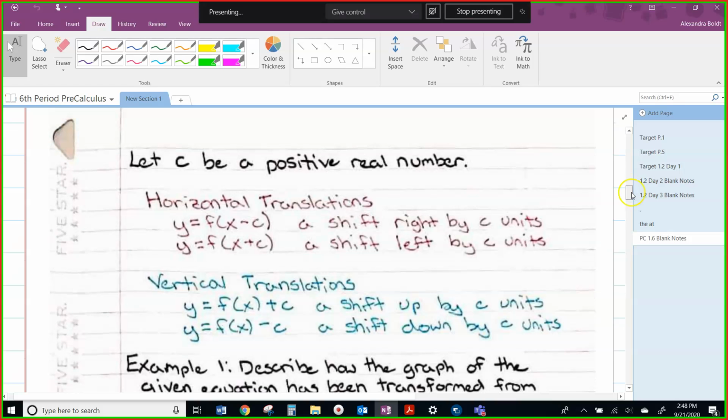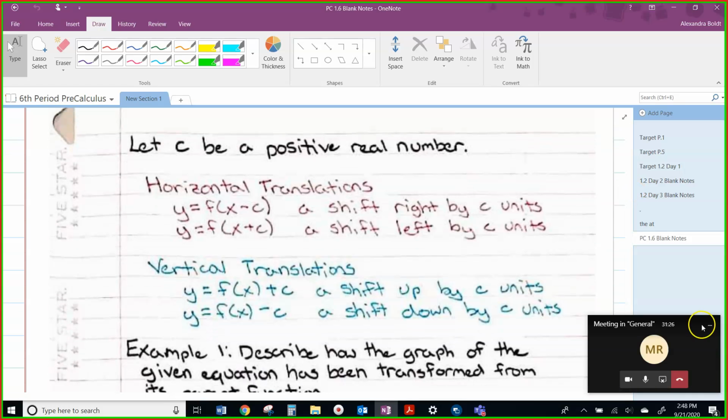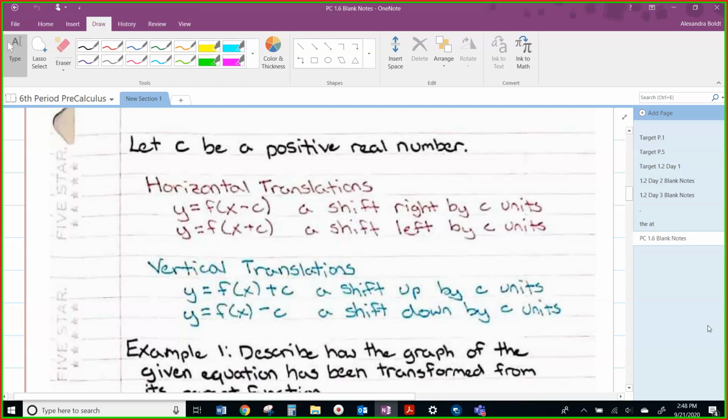Tell us, right? This is basically what we just said. Let c be a positive real number. So if c is just any number, then this is kind of flipped from what we saw in our exploration, but if it's inside the parentheses, then it's moving it left and right. Something else you should have noticed is that it's moving it opposite of what you would think, right?